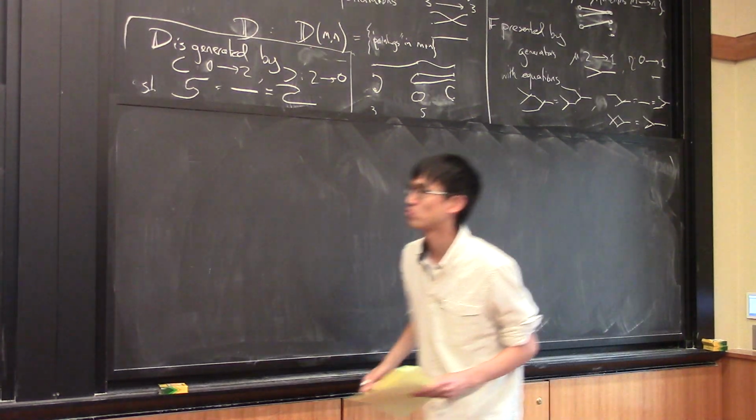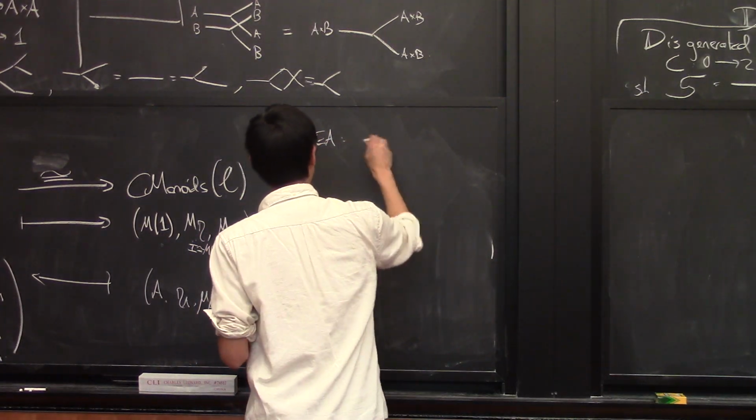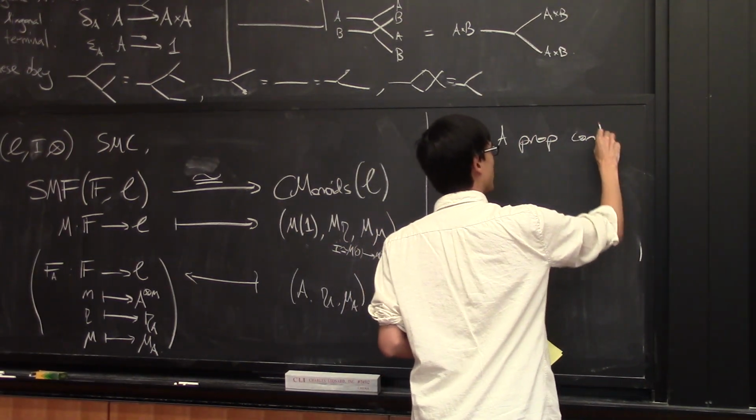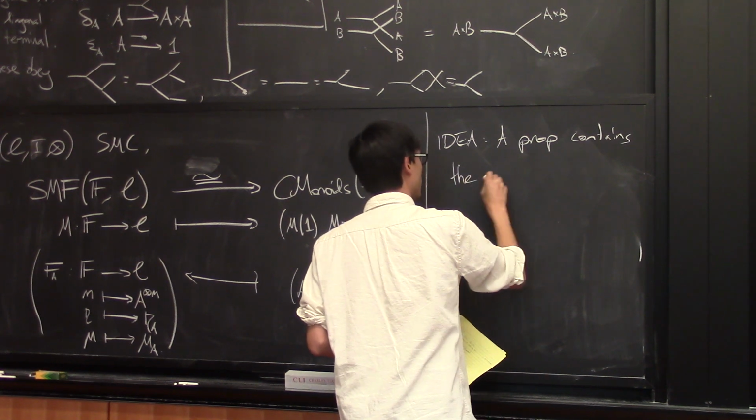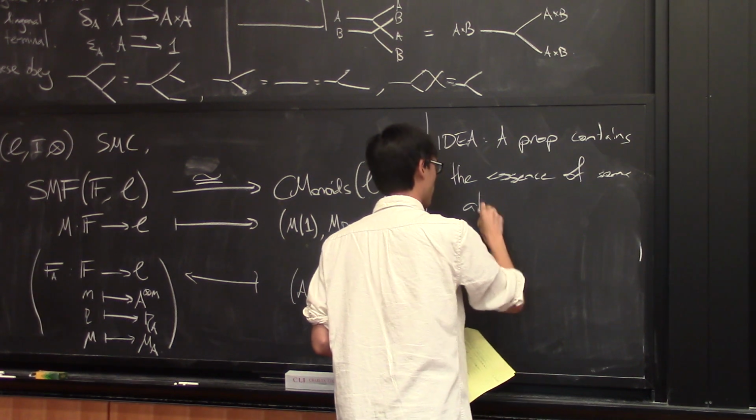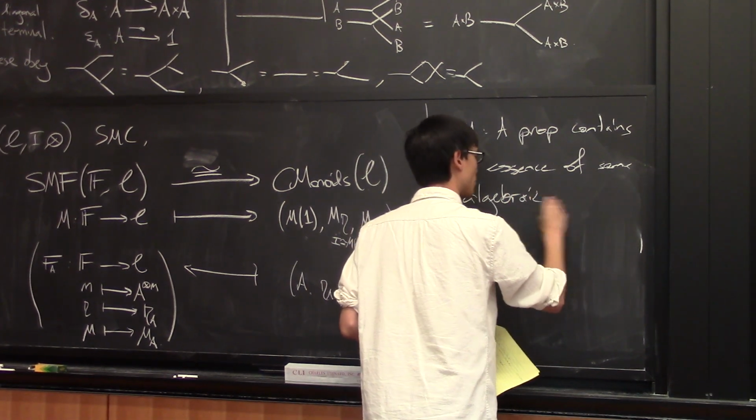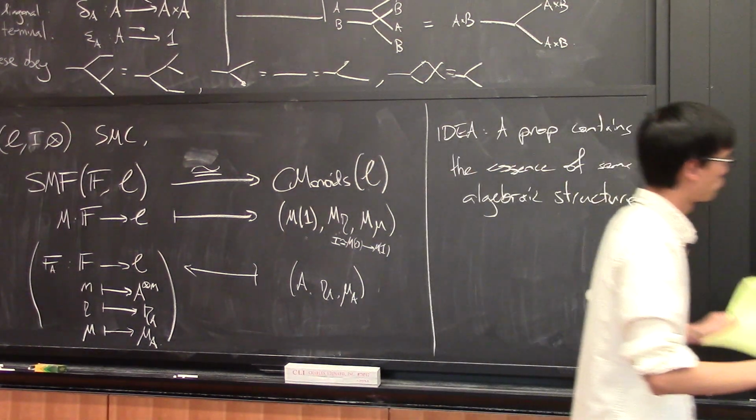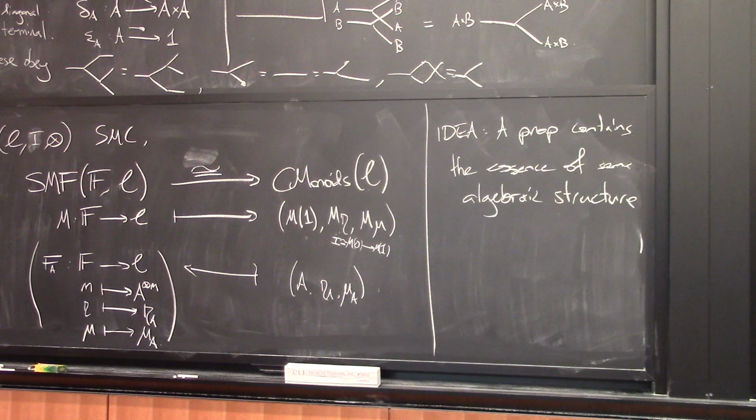Okay, so sorry for the camera work, but to summarize what I was just saying, the idea here is that a prop we think of as containing the essence of some algebraic structure, whether it be monoids or duality, or this is just permutationness, objectness. Okay, so now I have that ingredient.